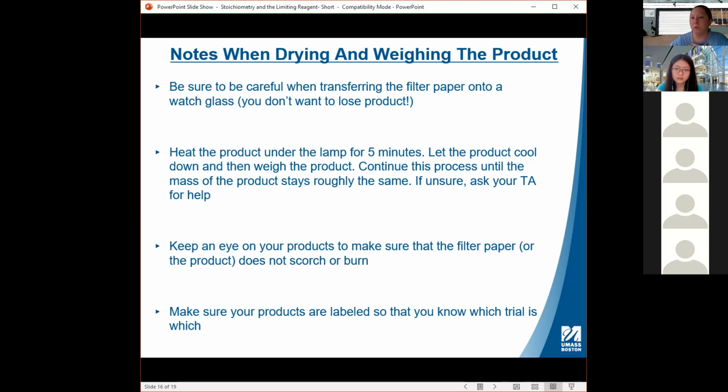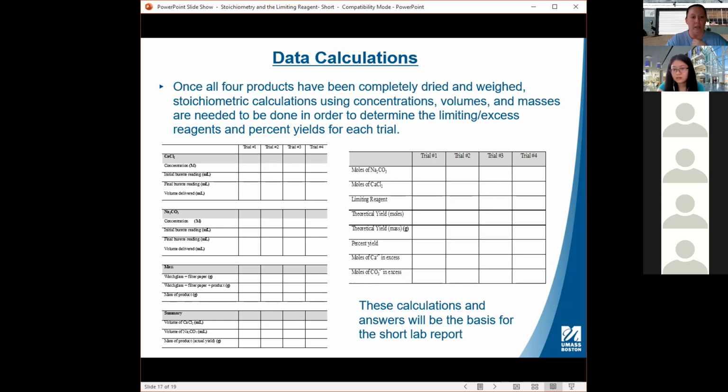And then you always want to make sure your products are labeled. What does that mean? The vessel that your product is on, you want to make sure you label it. For instance, in this reaction, you had 4 different watch glasses, 1 for each trial. You would want to label them trial 1, 2, 3, and 4, just like we did for the beakers.